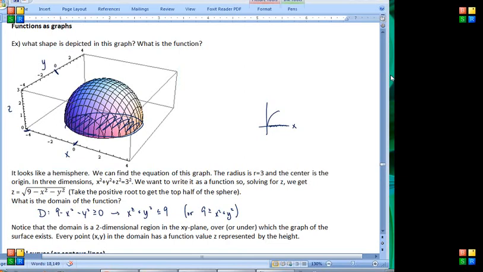So for example, based on this equation, we know that the domain is that. So notice that the domain is two-dimensional. It's in x and y. And if you take that disk, that's the disk over which we're going to build our dome. And the heights of the dome are represented by z-values.